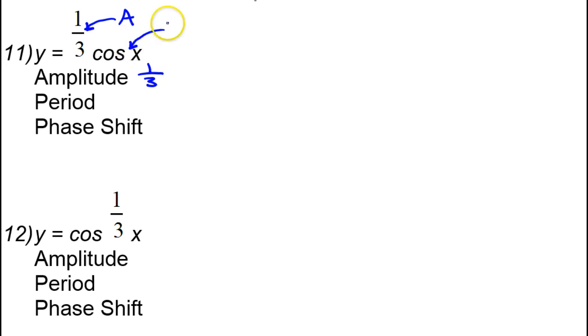Right here in front of the x would be the B value. Because there is no number there, that means the B value is 1, which means the period will not change from the parent function. So the period will remain 2 pi. There is no phase shift on this problem because there's nothing added or subtracted at the end of the problem. So this should be enough information for us to sketch the graph.